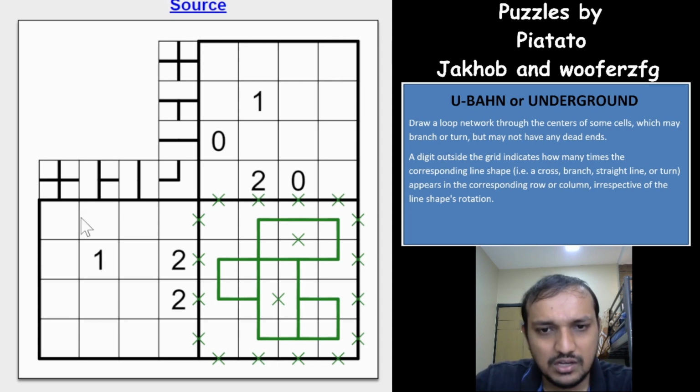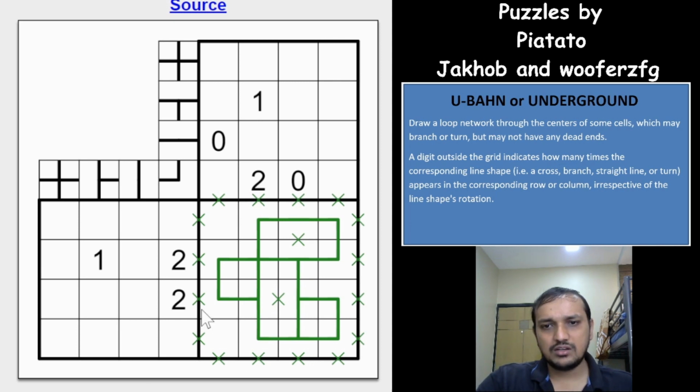So let's see, you have one branching here and 2 U-turns here. For this you have 2 U-turns here, right? For the 0, no straight line. For the 1, you have one branching here, that is this, and 2 U-turns. For the 0, you have no U-turns here, and that we have solved this puzzle.